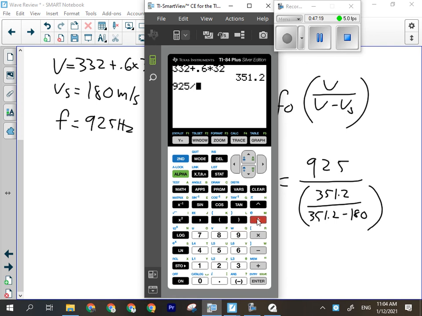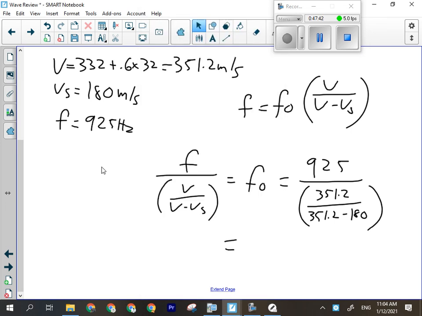925 divided by, in brackets, 351.2 divided by 351.2 minus 180. All right, so the actual frequency of the jet is 451. Actually, I think we only have two significant digits, so 4.5 times 10 to the 2 hertz is the actual frequency of the plane.